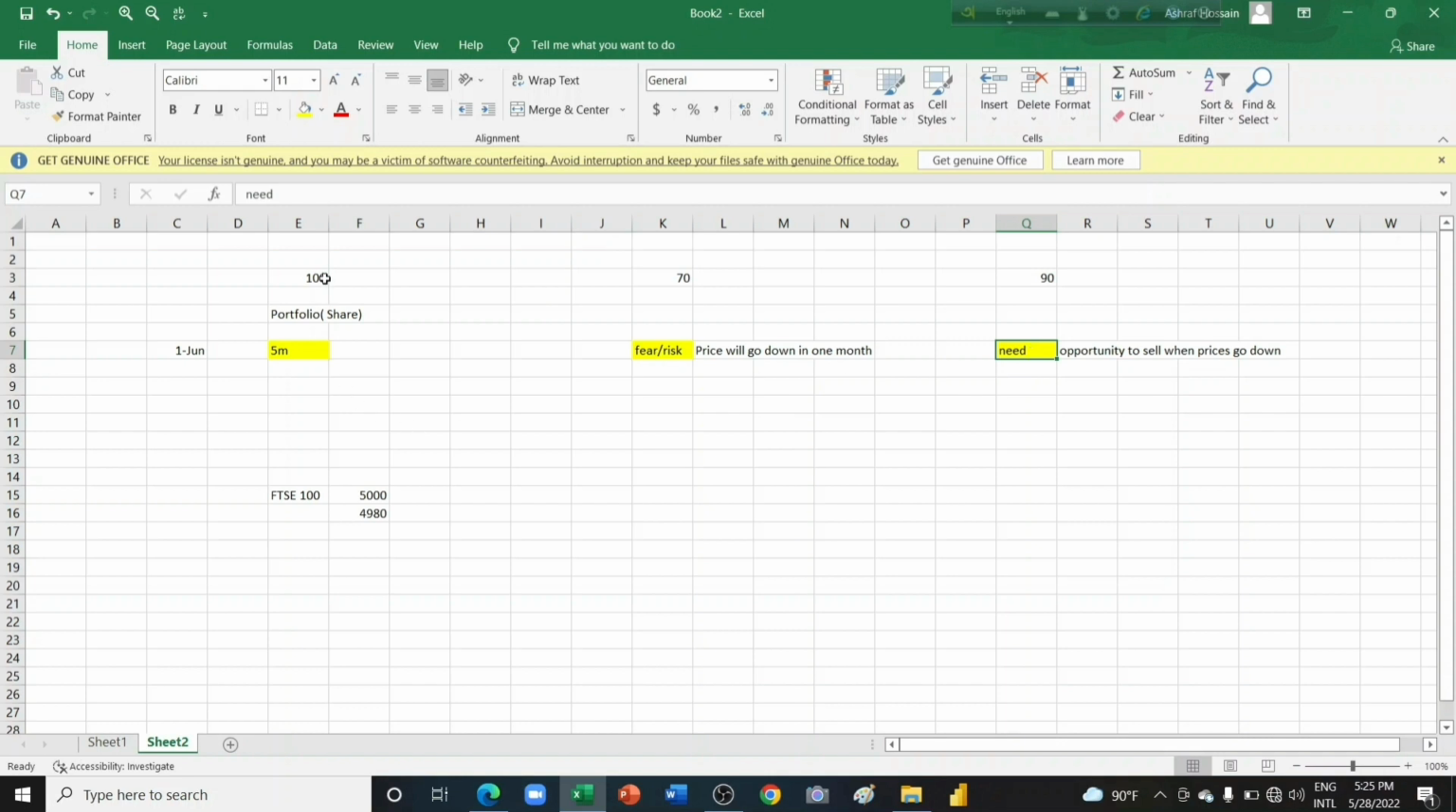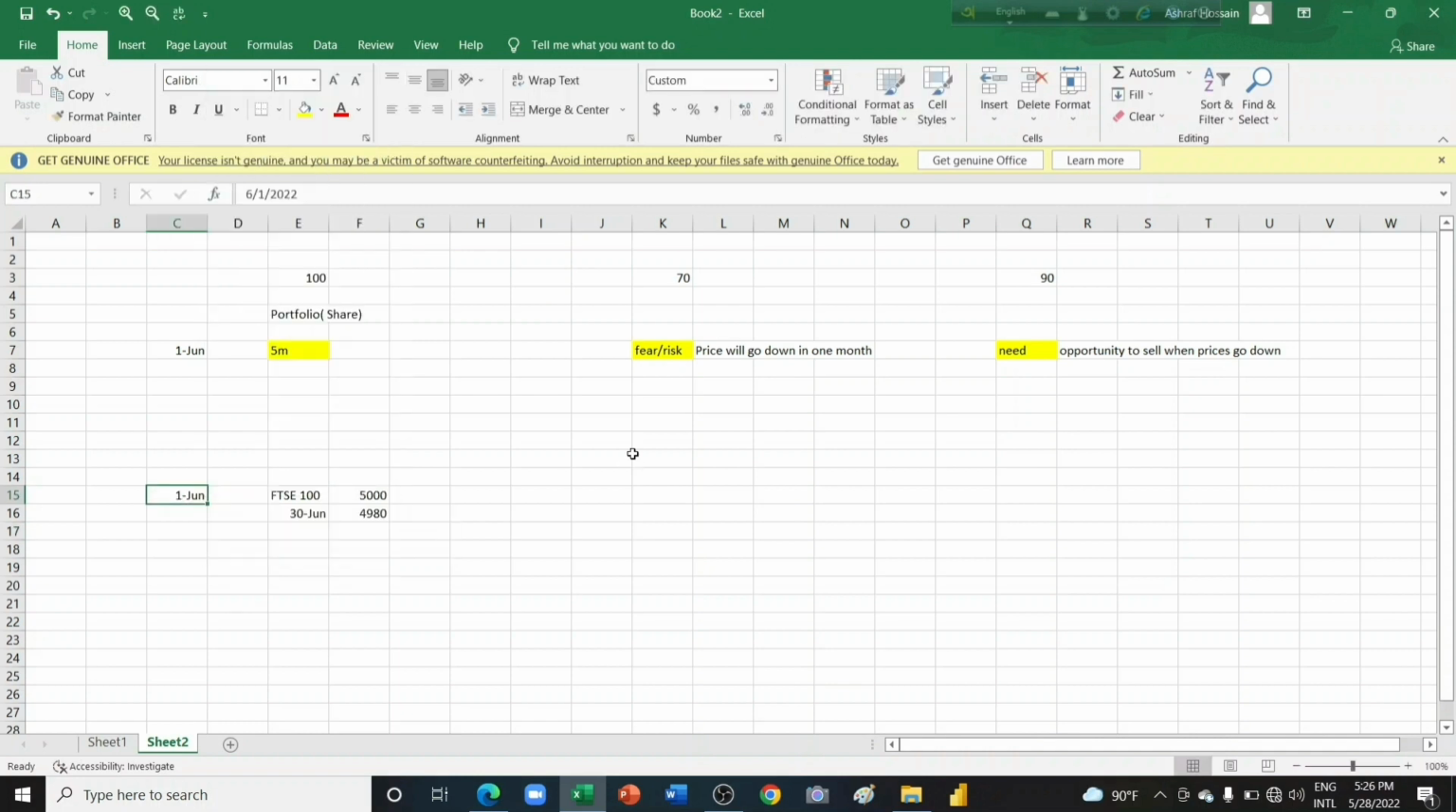Now today, if I want to take this FTSE 100 index to hedge, they would give me an opportunity to sell this FTSE 100 index at the end of June, that is on 30 June, for 4980 points, that is 49,800 USD. Now don't get confused with the spot price. The spot price is the price of 1st June.